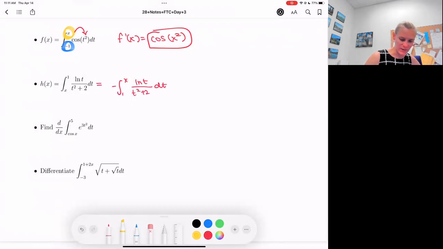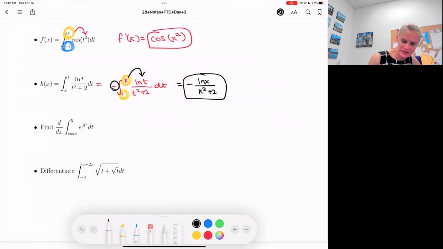Now my integral is set up so I have a number at the bottom and an x up top, which means the fundamental theorem tells me just plug the x's in for the t's. We're still going to have that negative hanging out front. So I replace all the t's with an x, so I get negative ln of x over x squared plus 2. Okay, so that one just points out this little detail that we need the x up top and a number on the bottom before we can use this.